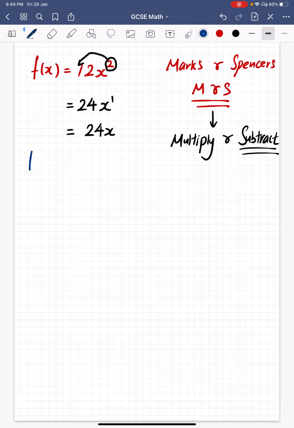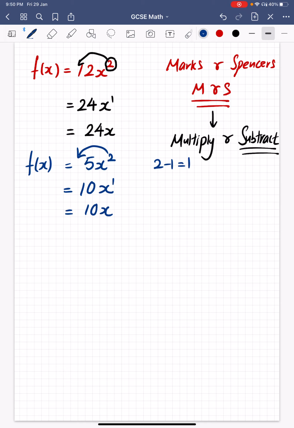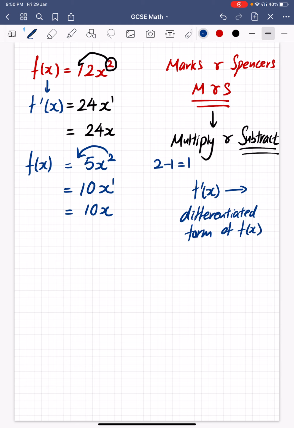So let's try out another function and just go through the example one more time. 5x squared. First thing we do, we multiply, take the 2 here, 10x, and we minus 1 from our indices. Remember, 2 minus 1 is equivalent to 1. 10x to the power 1, which is equivalent to just 10x. Remember, after we differentiate, we can write f dot x, and what f dot x represents is the differentiated form of f in brackets x.